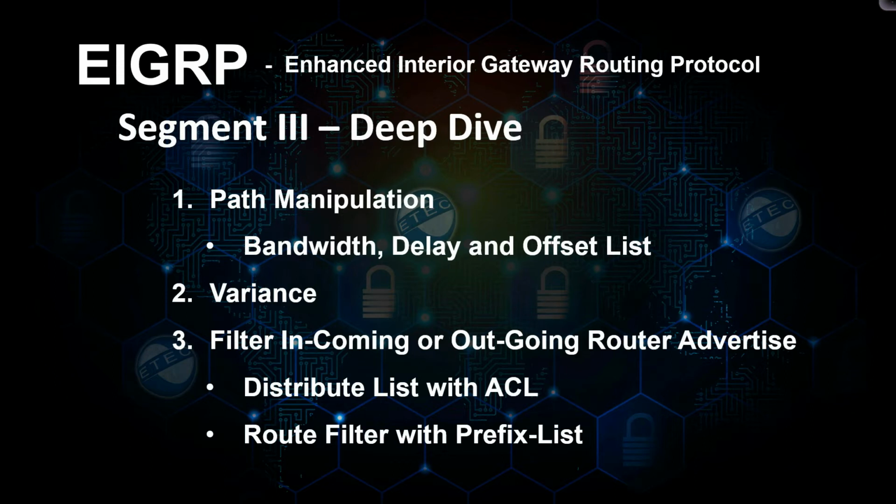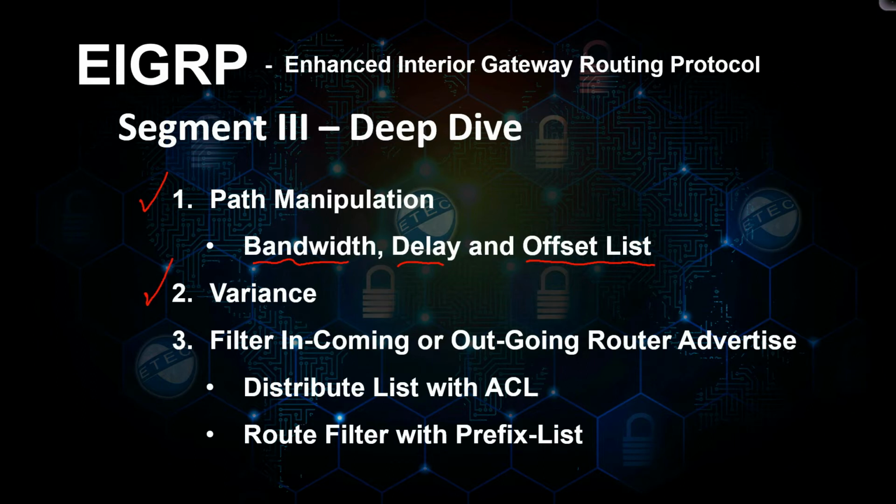The first objective is path manipulation. By manually altering the bandwidth, delay, and the use of offset list, we can easily influence EIGRP path selection to a remote network. The next objective is the variance command.